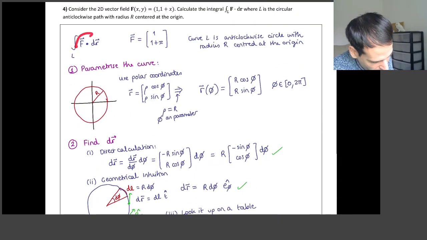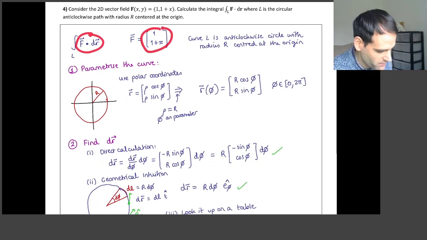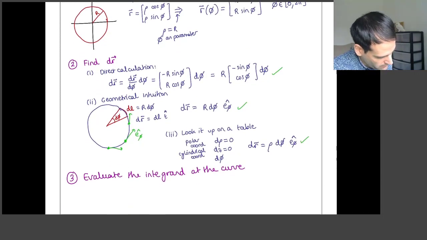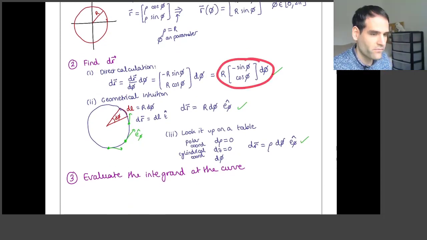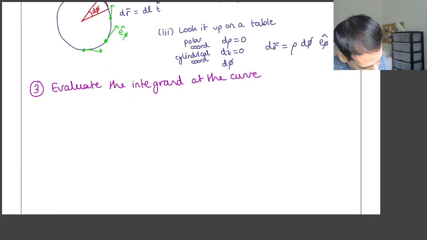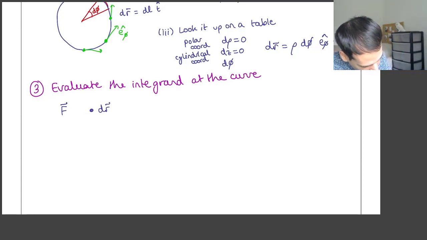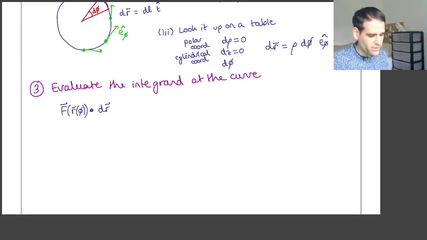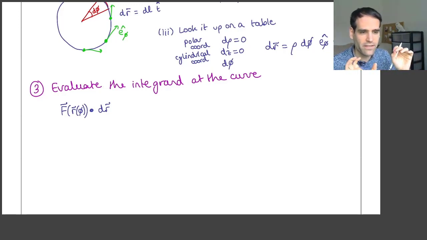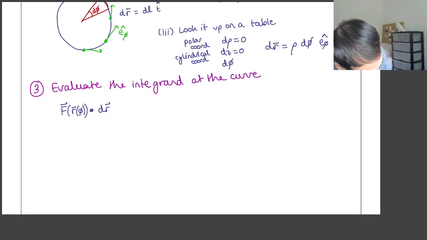The integrand is f dot dr, where f is this function here, and dr is this function here. So we need to do f dot dr. And not only that, but we need to evaluate f at the curve, so we can write it as r of phi. So we need to substitute the x, y, and z values that appear in the curve into f. Okay, so let's see what I mean by this.